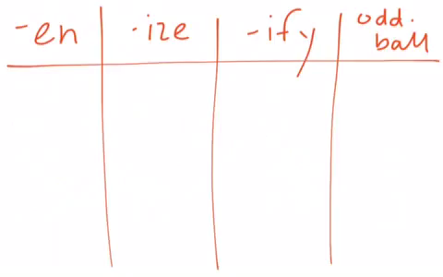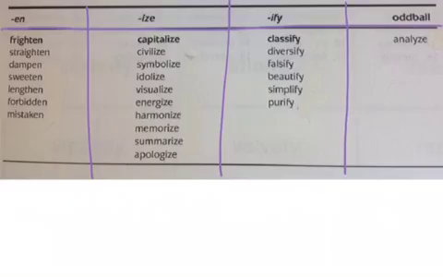So these suffixes, we have en, n, ize, eyes, and ify, is if I. Okay? And then we have one oddball this week. So try and do your best to sort your words on your own. Okay? All right, so here is what you should have gotten.